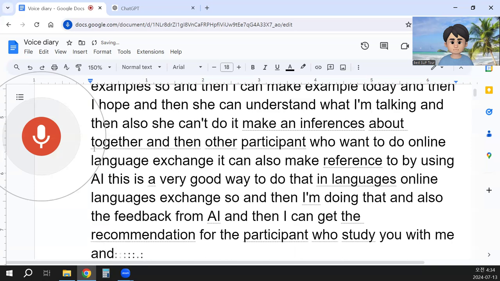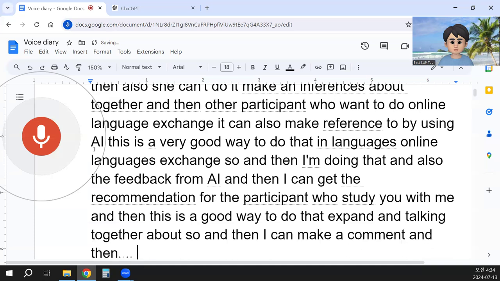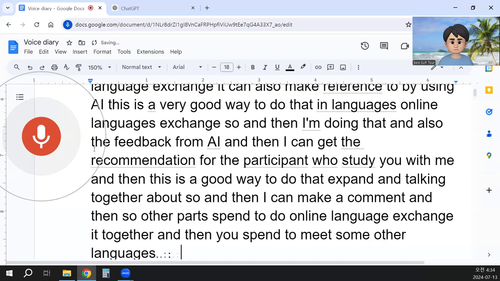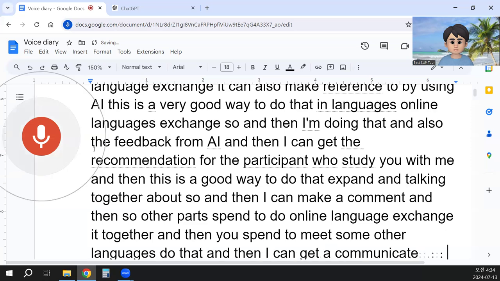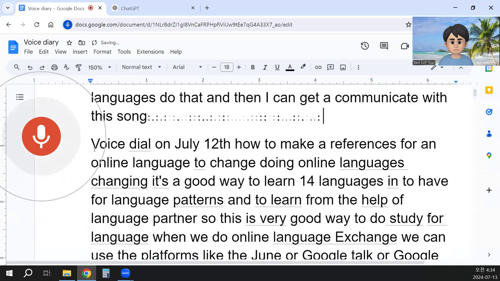And then this is a good way to do that, expand and then talking together. I can make a recommendation to other participants to do online language exchange together, and then expand to meet some other language partners. Then I can communicate with some people doing online language exchange, and communicate with an SNS like Facebook or other communities.